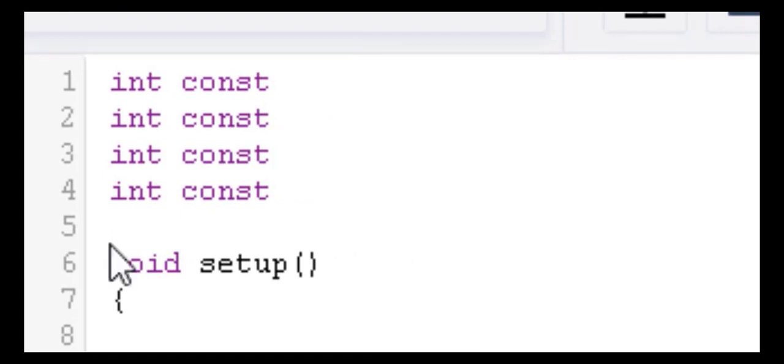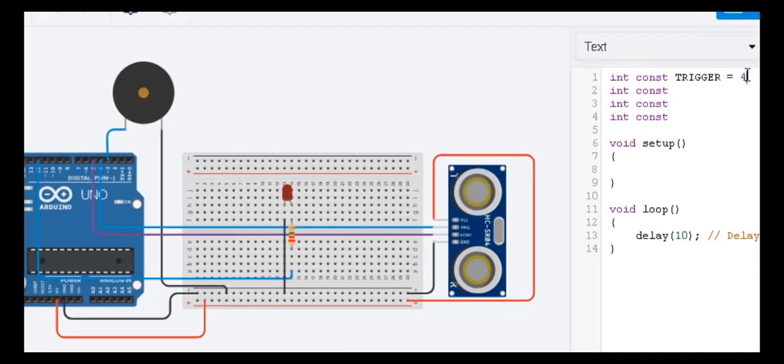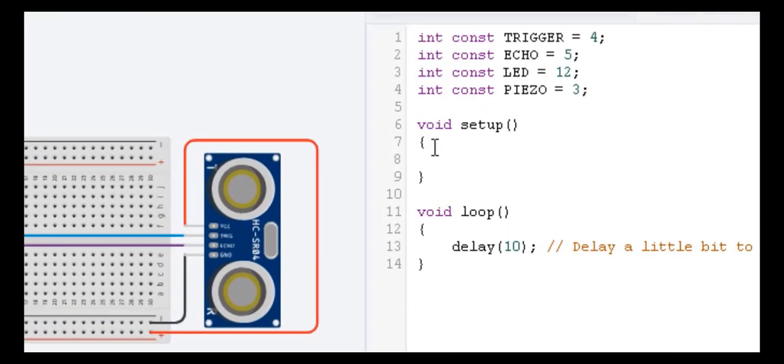What are the pins we are using? One for the trigger in our ultrasonic sensor. This one is in pin number 4. The second, echo, is in pin number 5. The LED is connected to pin number 12, and the buzzer or piezo is connected to pin number 3.